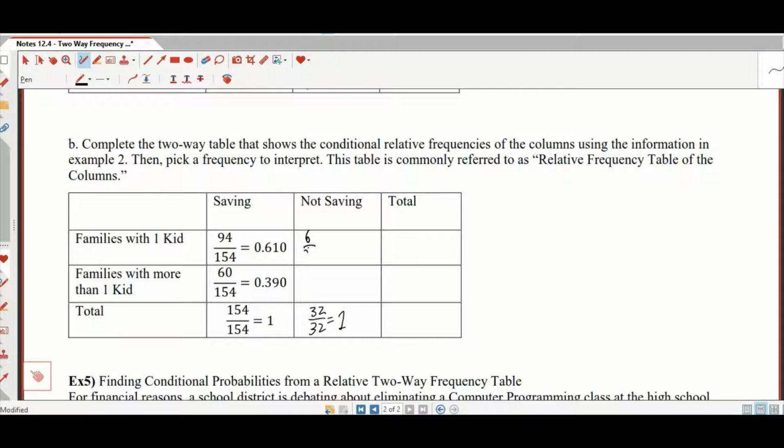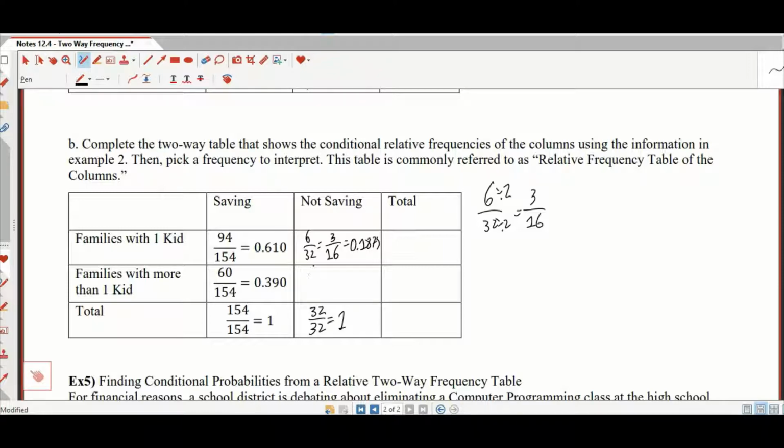Now 6 out of the 32, which I can actually reduce just fine, but I'll put that over here. Divide by 2, which is 3 over 16. This isn't a horrible number. Well, it's not that great, but 0.1875. That is about 18.75% of the people who aren't saving are families with one kid.